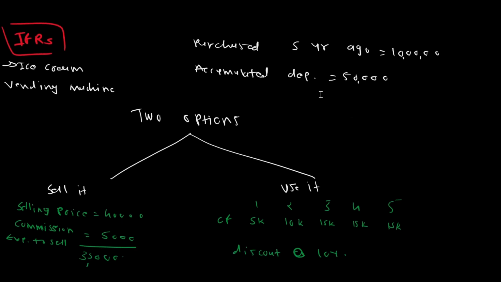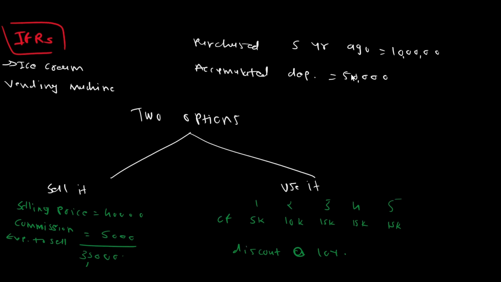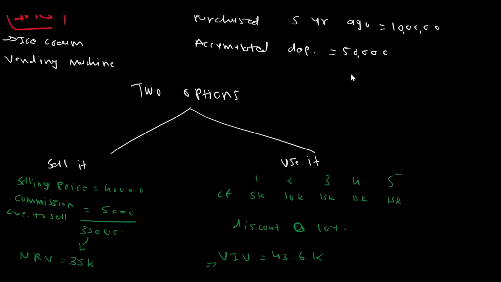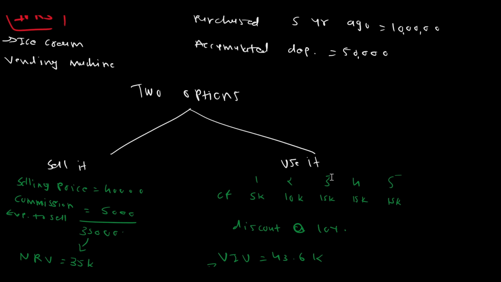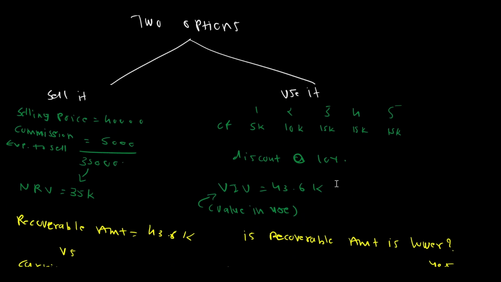Let's understand with an example. Under IFRS, I have bought an ice cream vending machine. I purchased it for 1 lakh rupees 5 years ago, and accumulated depreciation is 50k. So I have two options: I sell or I use. If I sell, my selling price is 40,000 and my commission on the sale is 5k. So my net realizable value is 35k.